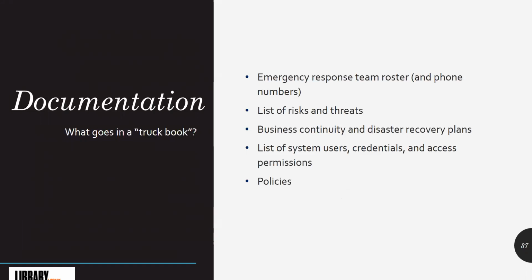And to have that in a printed form as well as a digital form, so that if you don't have any power, you are not reliant on a computer to be able to find a phone number. Having it printed can be invaluable in those situations. What your list of risks and threats are and what your disaster recovery plan is, a list of who all your system users are, what their credentials, if necessary, and access permissions, if necessary, and all of those policies and procedures, as I mentioned before.